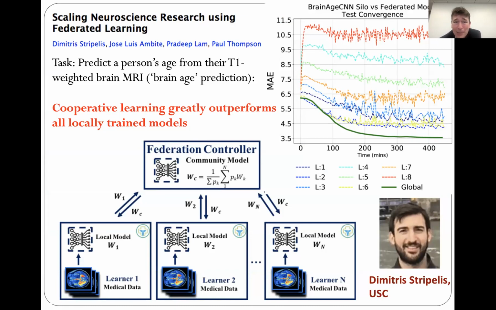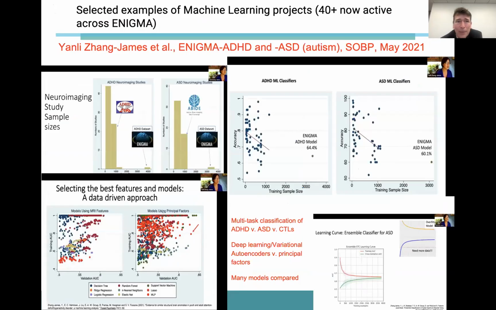I mean, in this test, just to predict the person's age from T1 weighted MRI, the green curve there shows the mean absolute error of a federated algorithm versus individual learners that are based at each site, and they have much higher error, and they don't even converge very well.